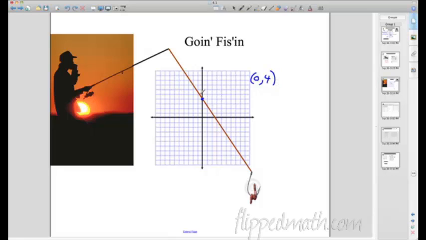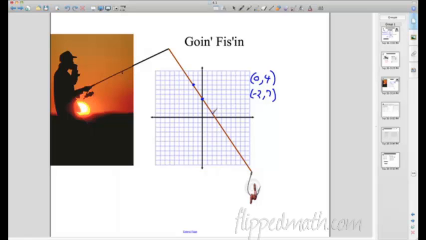Where else does it hit? It looks like it's hitting at fractions. Not real nice. Right here it looks like it hits. This is a nice friendly point. So how far over is that? Looks like it went over 1, 2, up 1, 2, 3, 4, 5, 6, 7. So it looks like negative 2, 7. There's another point.